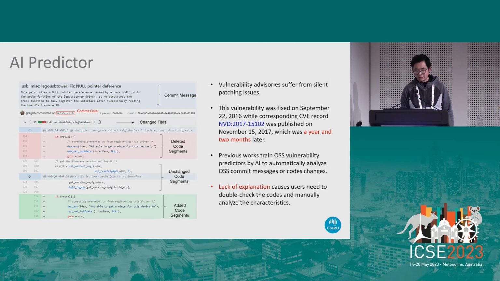To solve this, previous work, including a work in the previous talk just now, trains OSS vulnerability patch predictors by machine learning automatically, with the input of commit messages and code changes. The problem is they do not have explanation, so the user still has to double check the code and manually analyze the characteristics to decide whether to adopt or reject those detections, and can easily be overwhelmed by the number of alerts.